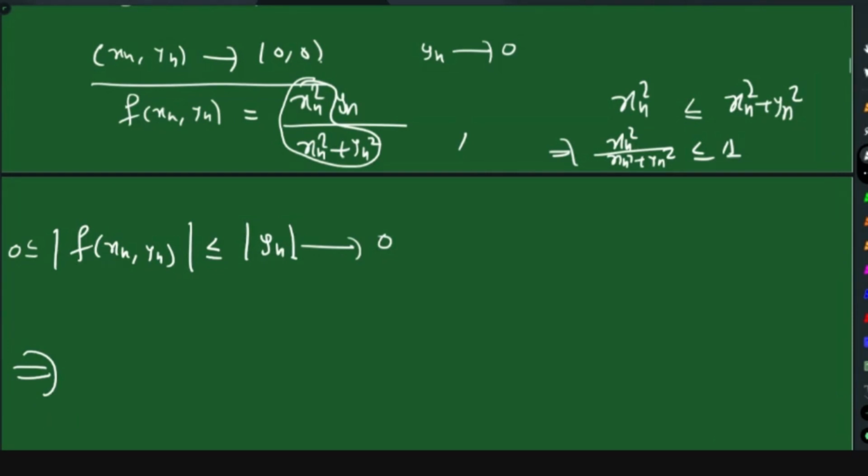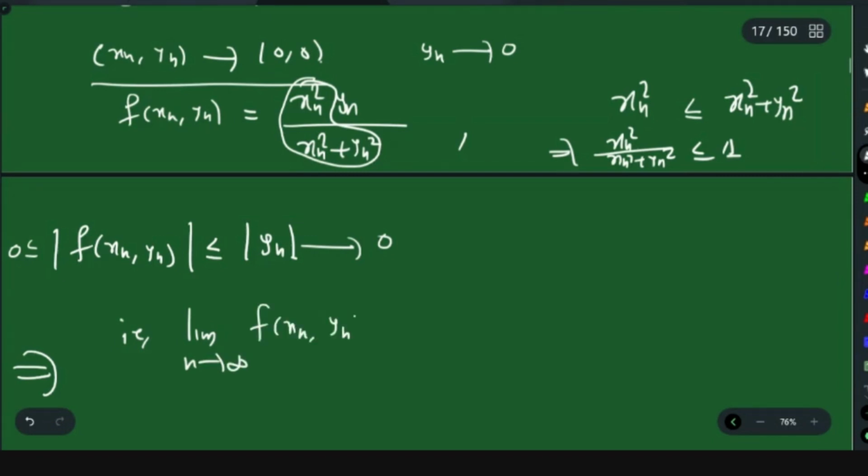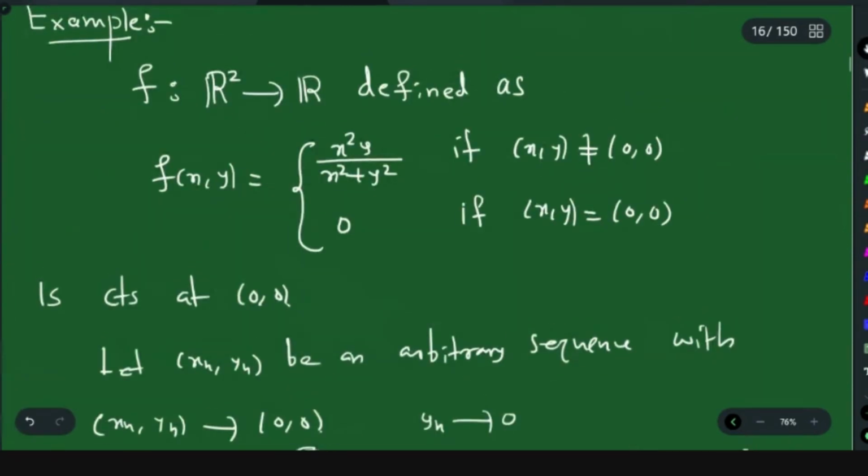So that is the limit as n tending to infinity of f of (x_n, y_n), and this is equal to 0. That is exactly your f of (0, 0). So if (x_n, y_n) converges to (0, 0), then f of (x_n, y_n) is going to f of (0, 0). That means f is continuous at (0, 0). Here we have taken arbitrary sequences, so we can conclude that this function is continuous at (0, 0).